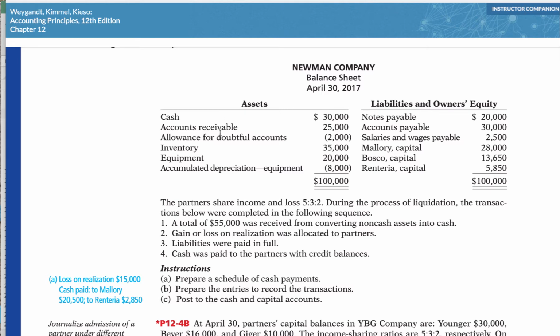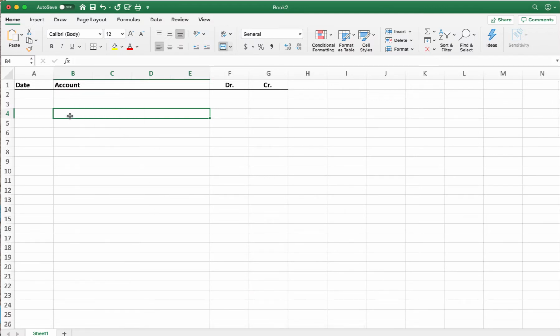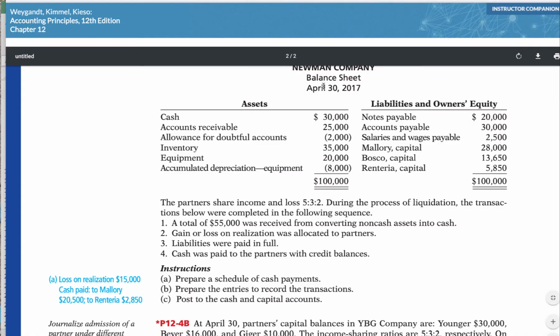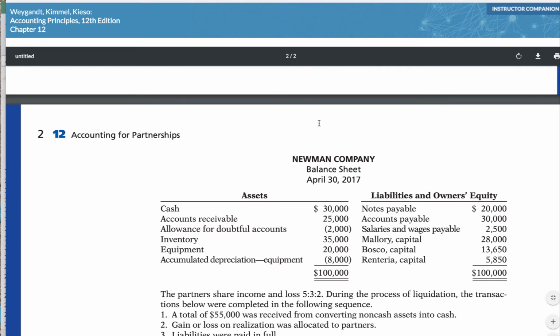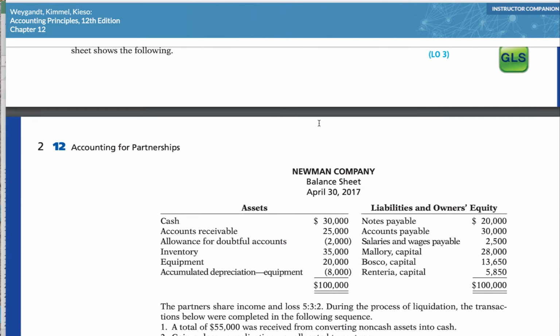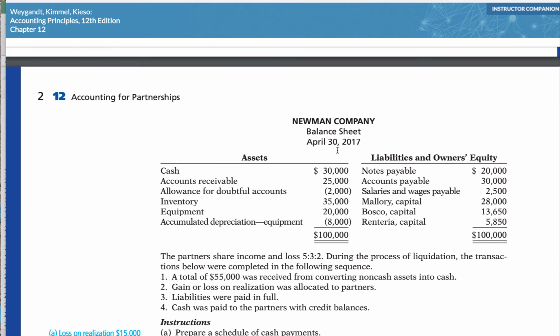Now, first thing we've got to do is get all the non-cash assets off the books. So that's really easy for us to do. Whatever it's on the books for, we've got to get it off the books. So I'm going to pull up Excel. I've already set up Excel for our journal entries. So the date here is April 30th, 2017, because that's when they're liquidating. On April 30th, no more business, no more partnership, sell any assets.